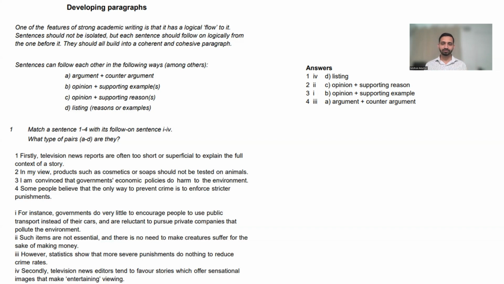And then this one is followed by the sentence, however, statistics show that more severe punishments do nothing to reduce crime rates. Okay, this is the argument. You start with the argument and then you have a counter argument and you're using however to contrast those two arguments. Okay, sounds good. So that's how you will have to write your sentences to make them cohesive and coherent.